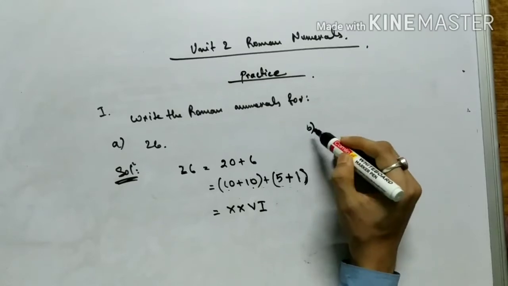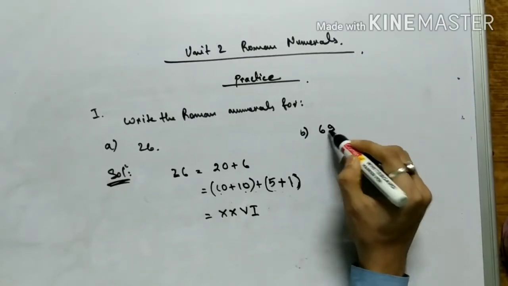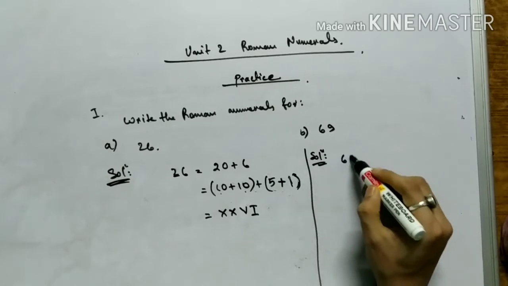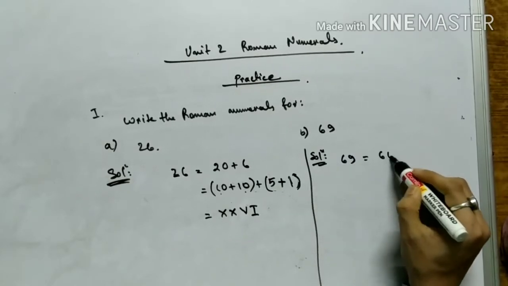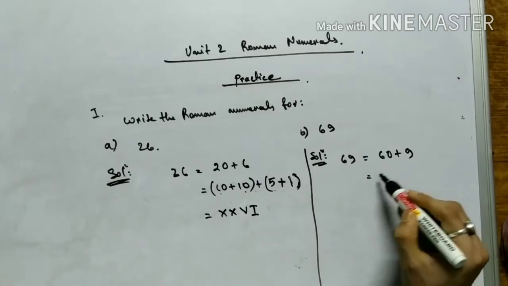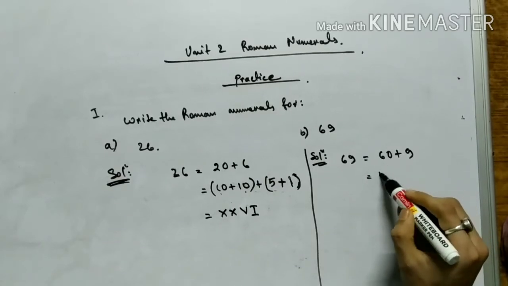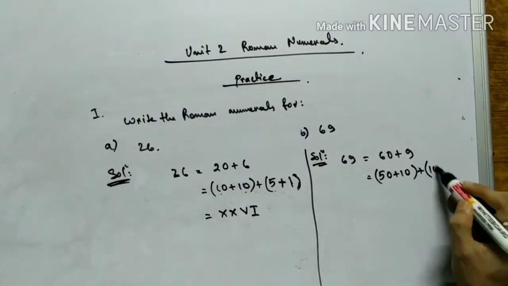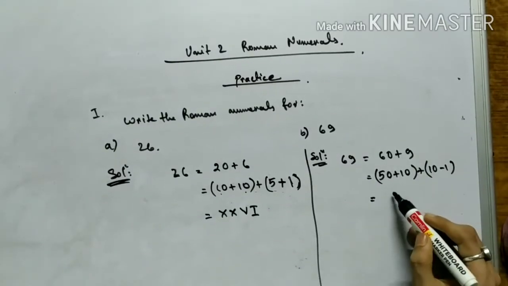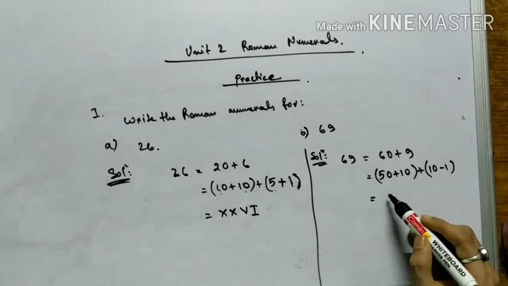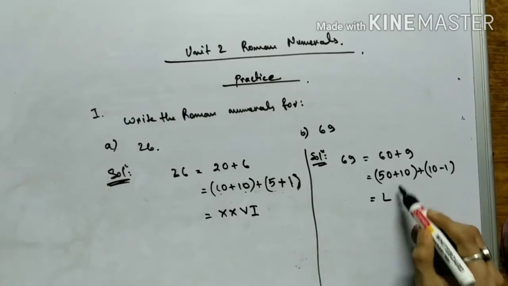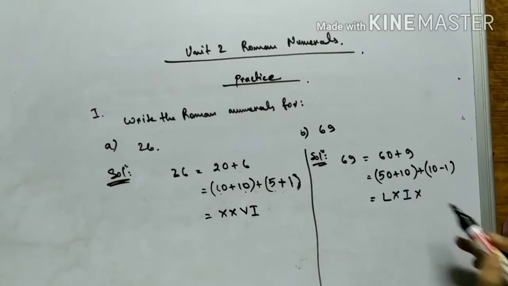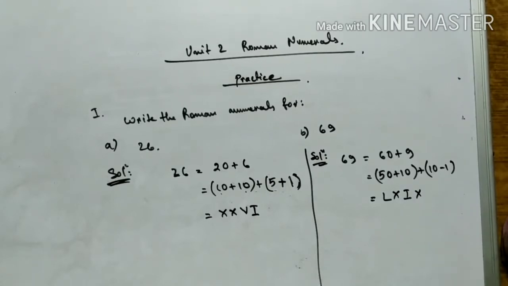Next, number B. 69 is your solution. So 69 I can write as 60 plus 9. Now 60 I can write as 50 plus 10, and 9 I can write as 10 minus 1. I know that 50 is L, so this is LX, and this will be IX. So 69 is LXIX.